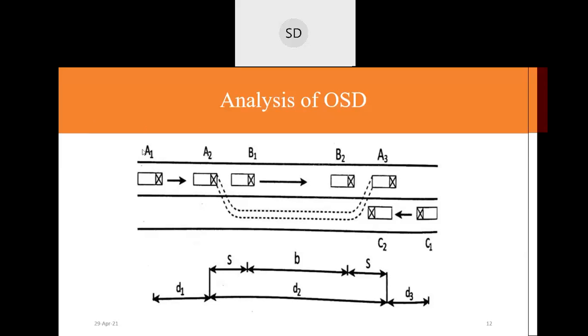Before this position, vehicle A has a speed of VA meter per second, or V meter per second, that is the design speed. But whenever he sees vehicle B and tries to overtake, he is forced to reduce his speed to the speed of vehicle B, VB, and he will follow vehicle B until he gets a chance to overtake it.